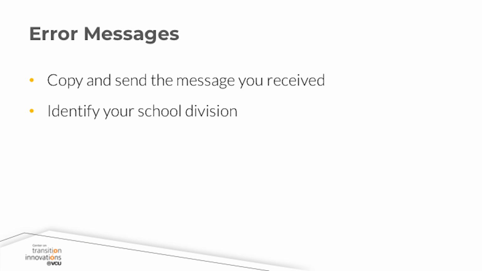There is a chance that you will receive an error message at some point in time. When sending your question about the error message to the CTI contact person, please copy the error message you received to help us determine what needs to be done. When sending any question you have with Indicator 14 with a problem you may be experiencing, please provide the name of your school division in your message. This helps us to more quickly respond to your question.